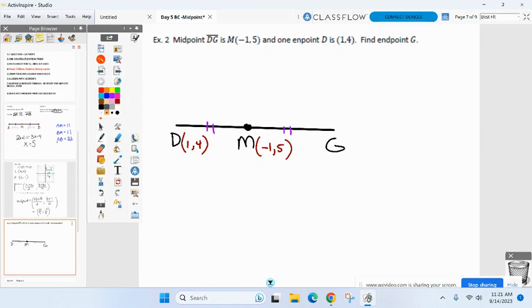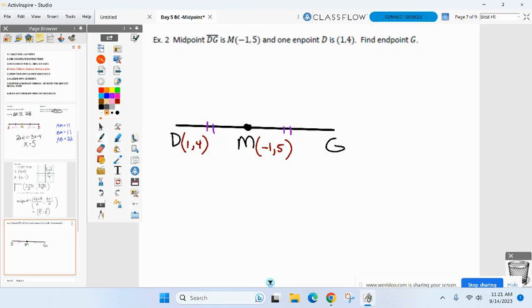How about G now? Ooh, see what I'm doing to you? I'm giving you the midpoint, but what about the endpoint? Tell me something about M. Where is it? Other than it's at -1,5. It's in the middle, directly in the middle. So whatever the distance is from D to M, it's the same from M to G, right?